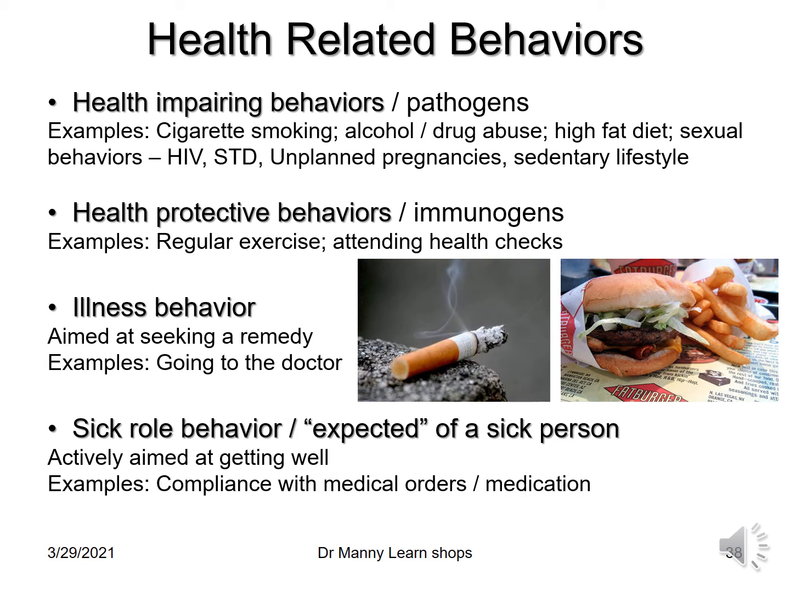Then you've got illness behaviour. And illness behaviour is aimed at seeking remedies. We'll be looking at that shortly. For example, you may go to the doctor because you don't want to get sicker than you are already. Then you've got the sick role behaviour. And sick role behaviour is something that society expects. So sick role behaviour is what's expected of a sick person. And when you're sick, you're supposed to be compliant with medical orders and medications. You're supposed to follow your doctor's advice.